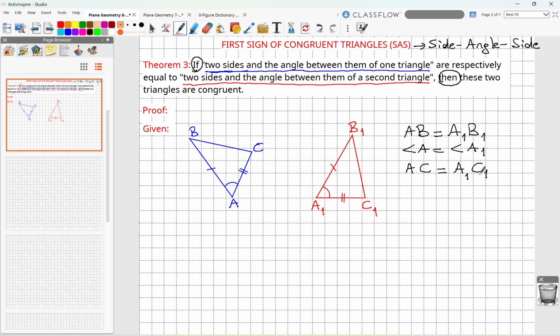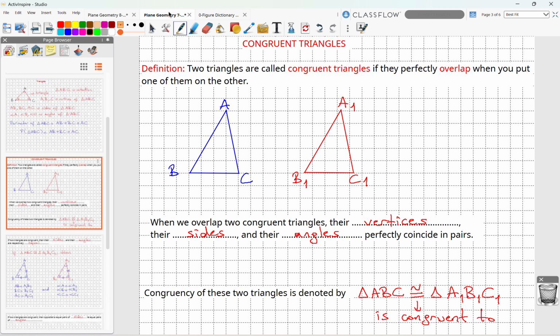So how do we prove that these two triangles are congruent? I will use the definition of congruent triangles. We saw that definition in plane geometry lesson 7. I quickly remind you: two triangles are called congruent triangles if they perfectly overlap when you put one of them on the other.